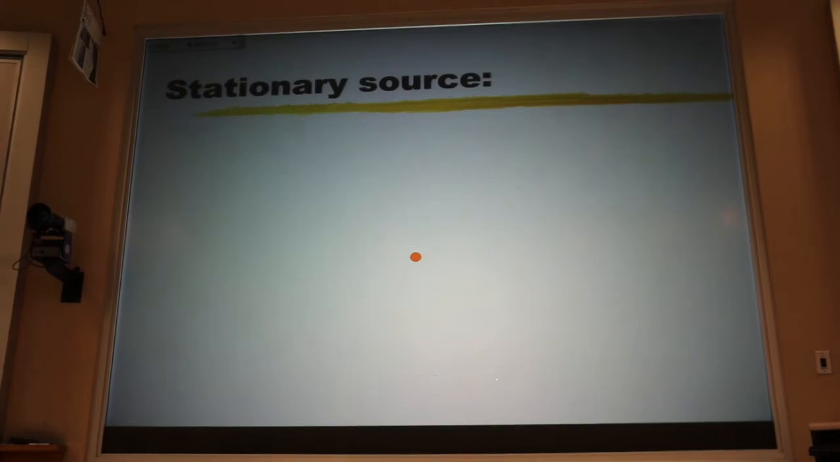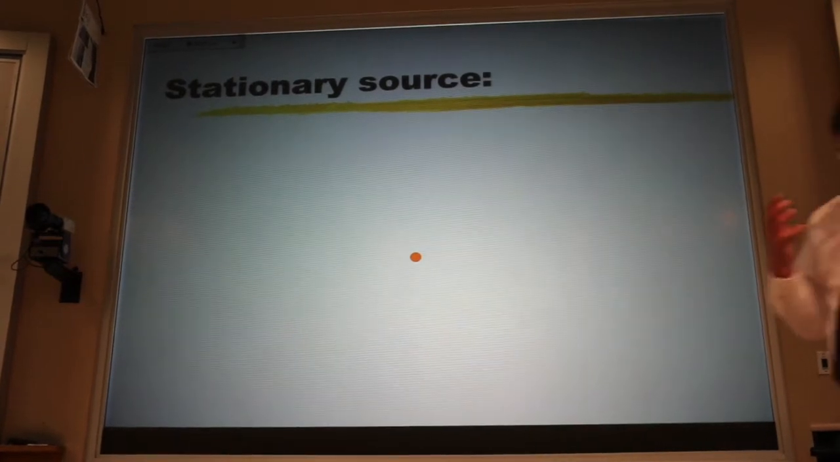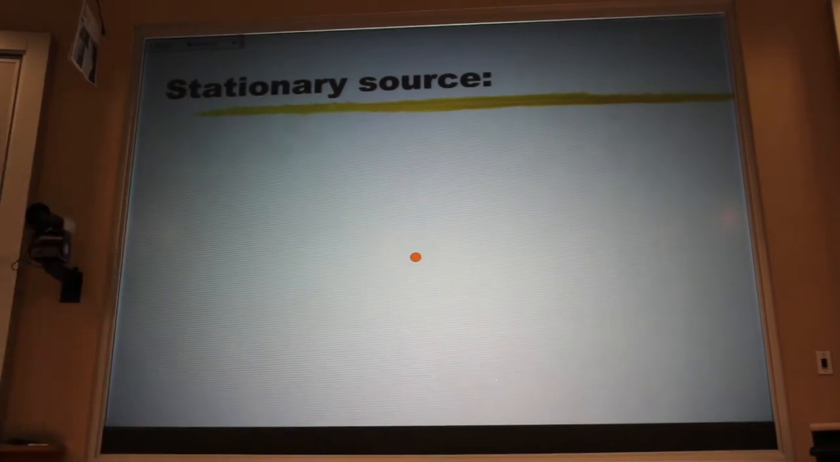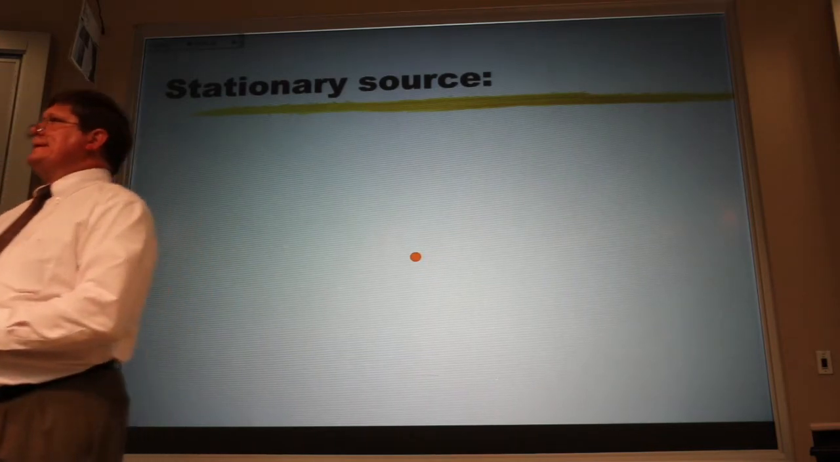Okay. Now, typically, the Doppler effect is explained through equations, through derivations. And this is the way I used to explain it for years and years. And my students would just get all frustrated and lost in the equations. And then I had an experience that changed the way I teach the Doppler effect.